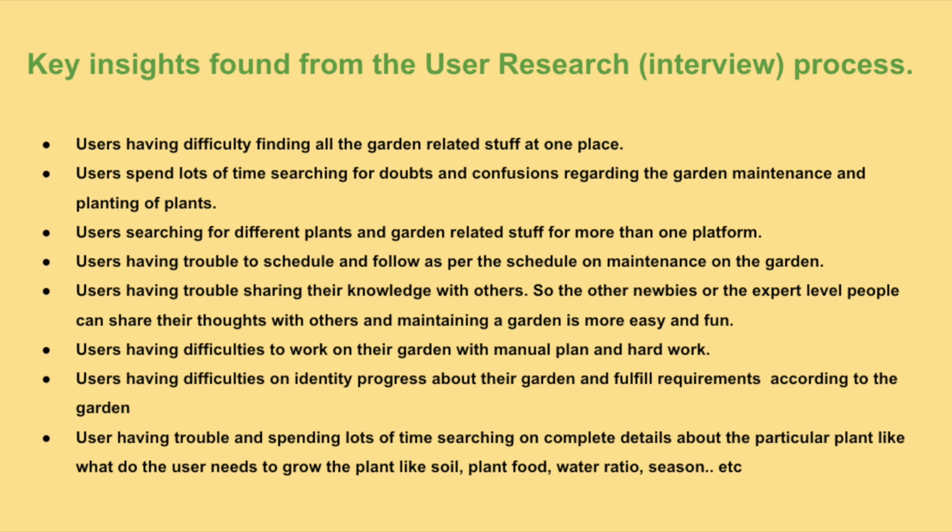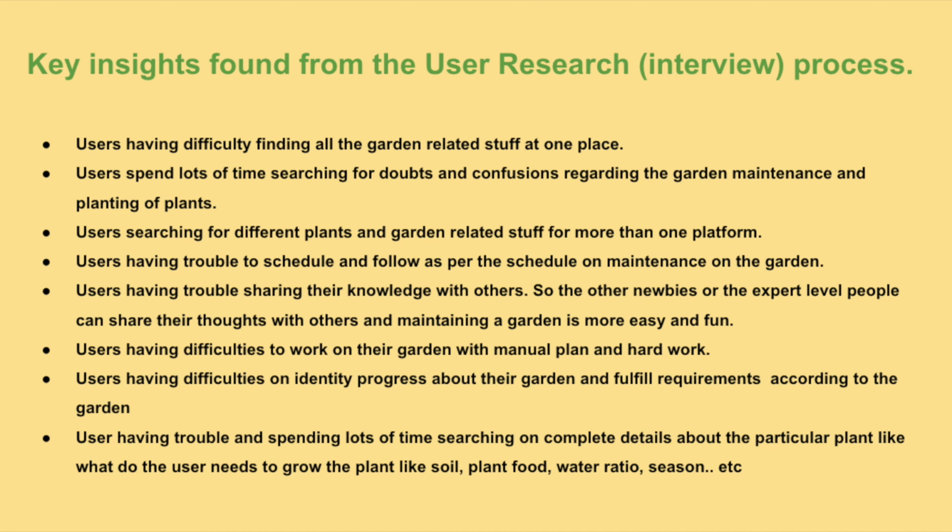Users have trouble sharing their knowledge with others, so that newbies and expert level people can share their thoughts with others and maintaining a garden becomes easier and more fun. Users have difficulty working on their garden with a manual plan and hard work. Users have difficulty identifying progress in their garden and fulfilling requirements according to the garden.